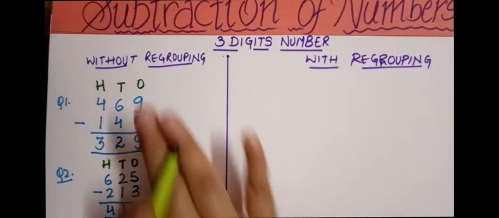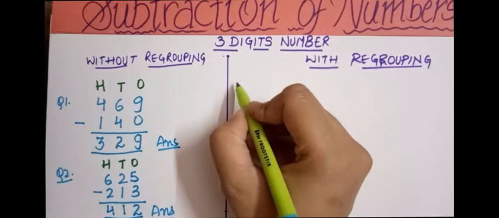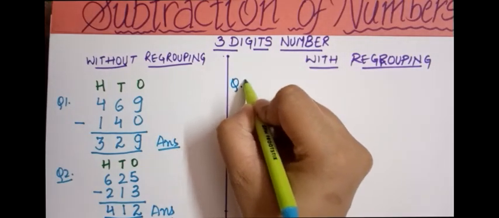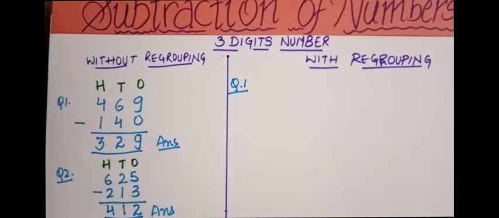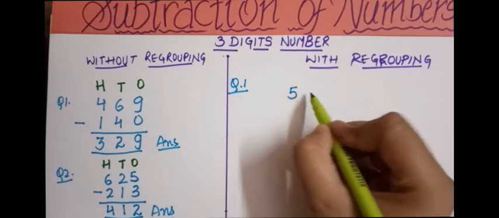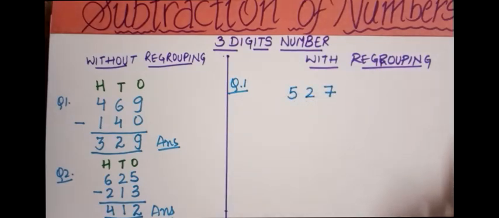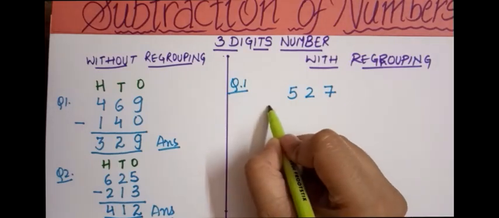Okay. So these are the questions which are without regrouping. Now let's see how we can do it with regrouping. So let us take another one. Question number 1 of this one. Let us take 527. To this we have to subtract. For subtraction we use the minus sign.